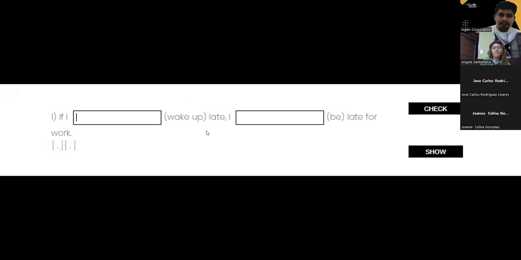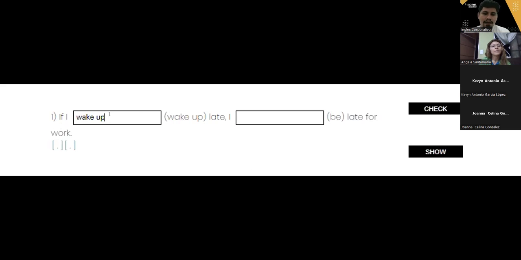¿Cómo debería ir el verbo? Si nosotros vamos a utilizar presente simple en las oraciones para construir este tipo de oraciones de cero condicional, ¿cómo lo hacemos? I. Ya tenemos el pronombre I. ¿Cómo nos quedaría? Aquí solo debemos escribir el verbo nada más. ¿Cómo nos quedaría el verbo? Kevin? Woke up. Okay, wake up.